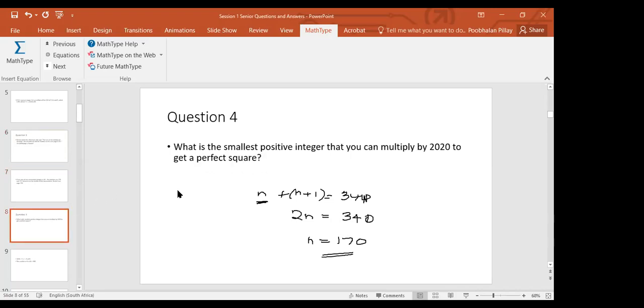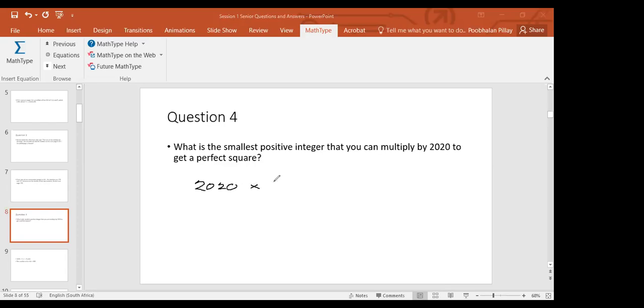Okay, question 4. What is the smallest positive integer that you can multiply 2020 by to get a perfect square? Okay, so you are taking 2020 and you're going to multiply this by something and you're going to get a square number. And the question is, what is the smallest possible number you can get, right?